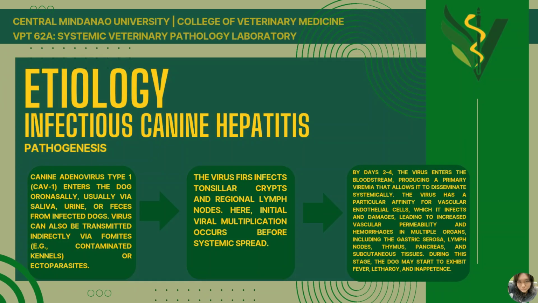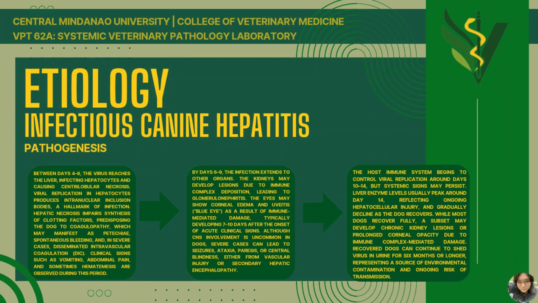At this stage, clinical signs are minimal or absent, although mild fever may begin. By days 2 to 4, viremia will occur as the virus enters the bloodstream. This allows the virus to spread throughout the body, particularly targeting vascular endothelial cells. Damage to these cells will result in increased vascular permeability, which leads to edema and hemorrhages.